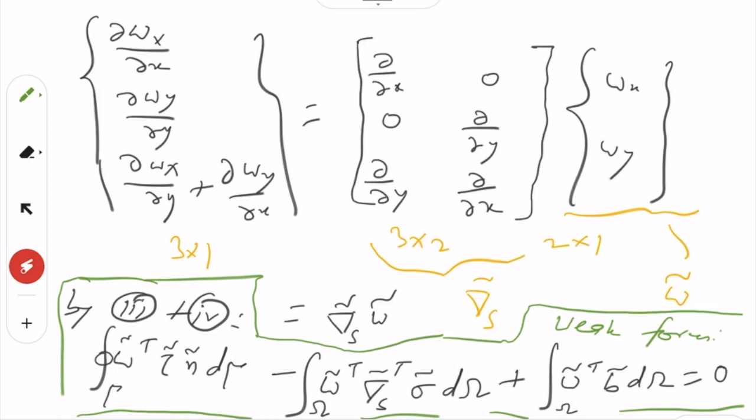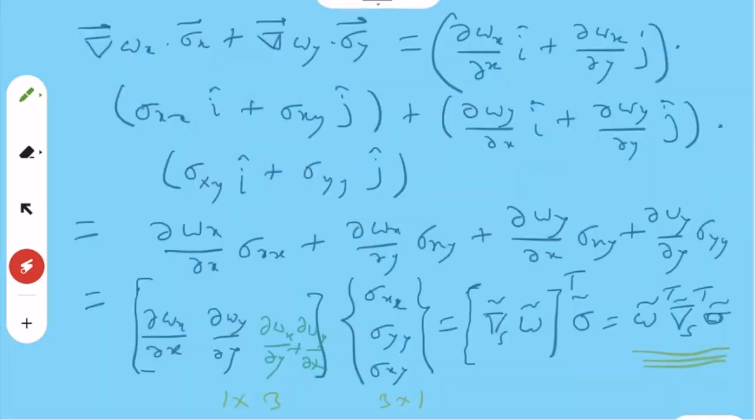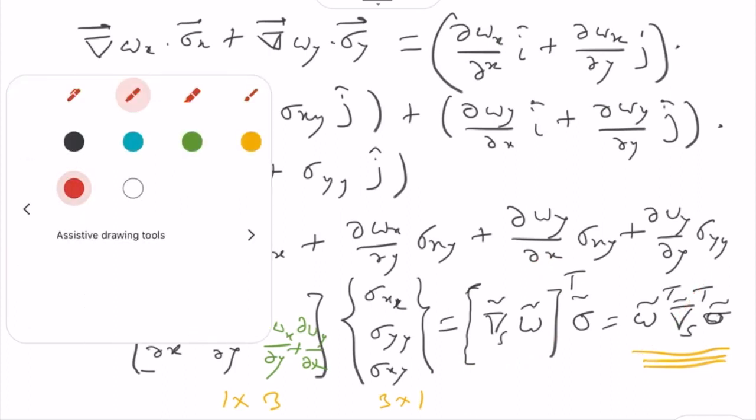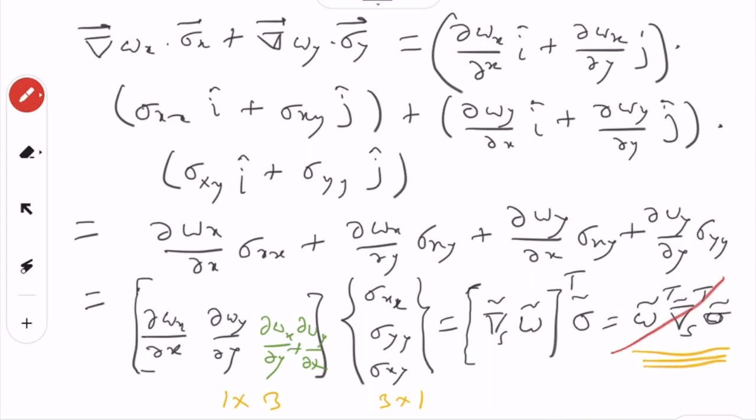So instead of writing like this, we should write it like this one only. This one is not good, because this means that this is going to operate on this. This we don't want. In the weak formulation we want the differentiation of W itself. So this one is correct, but not this one. So that means we are going to strike it out. Not this one, we want this.